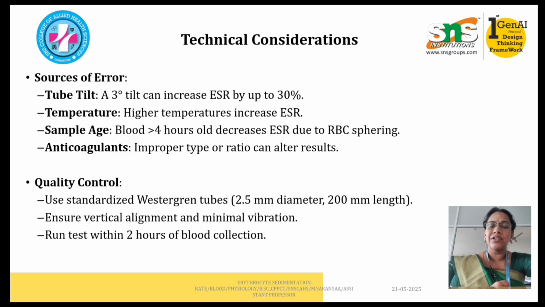What could be the quality control standards for this test? Use a standard Westergren tube that is about 2.5 mm in diameter and 200 mm in length and should be placed vertically without disruption, and the test should be run within 2 hours after collection of the blood.